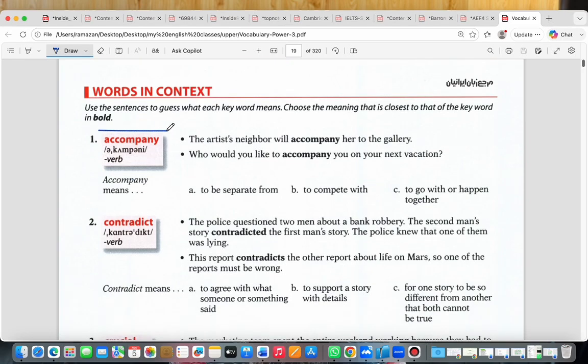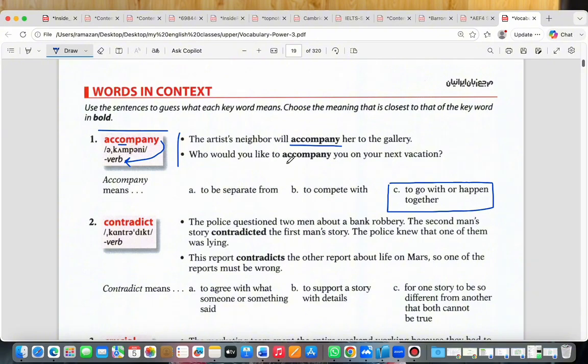So today's first word is accompany. Accompany is a verb and it is stressed on the second syllable. You can use it as a verb in the sentence. We have got two examples here. The artist's neighbor will accompany her to the gallery. So what is the meaning of accompany? The meaning is to go with or happen together, okay? So this is the meaning.